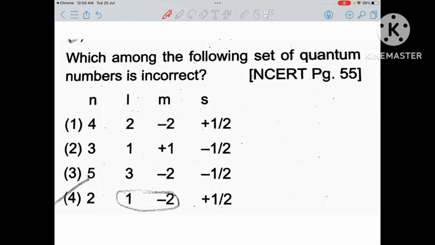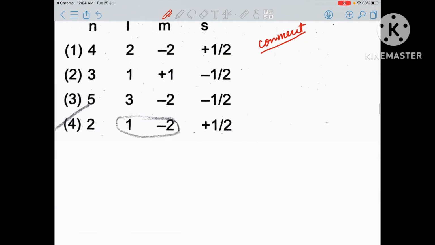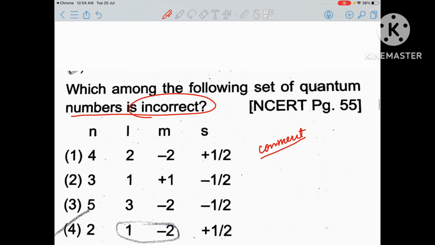Now, which among the following sets of quantum numbers is incorrect? You can easily check out. Please comment below the answer. If you know it, I know you know it, but do comment it with reason also. This is your homework question.